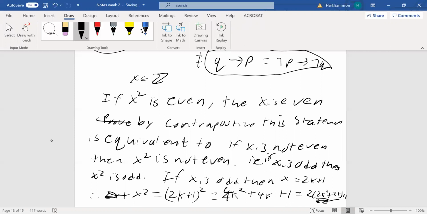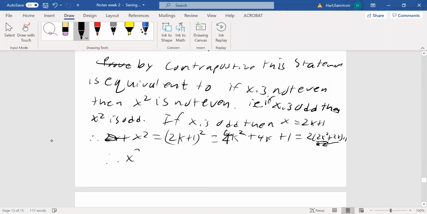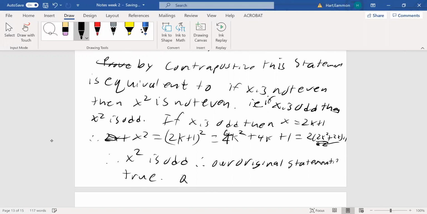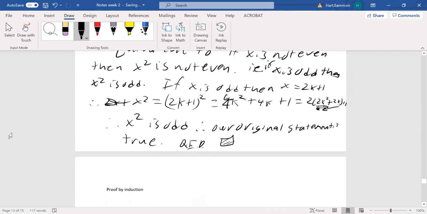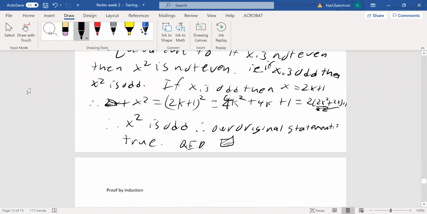Therefore, x squared looks like 2 times an integer plus 1, therefore x squared is odd. Therefore, our original statement holds, whatever you want to put there. So basically, we just showed that this is equivalent to an easier statement to prove, i.e., that if x is odd, then x squared is odd, and then we proved the statement if x is odd, then x squared is odd.